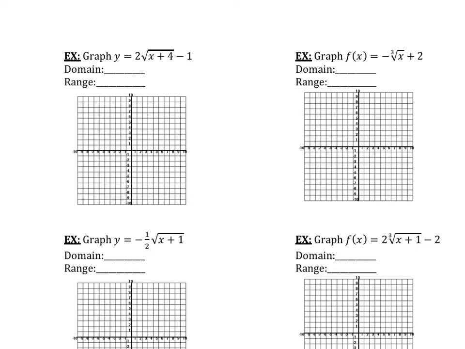Okay, the first thing I'm going to look for on any of these graphs is whether I'm dealing with a square root or cube root. So this says graph y equals 2 square root of x plus 4 minus 1. So this is a square root. The next thing that I will probably do is sketch my parent function, because I know all of my transformations come from my parent function. So there's my 3 parent function points that I'm concerned with for square root.